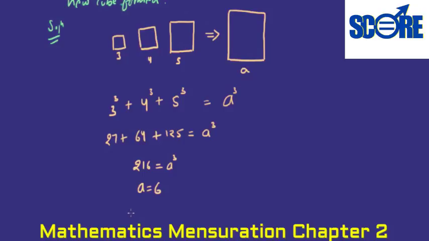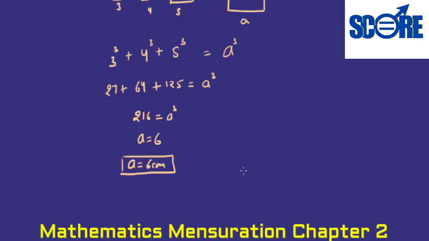Or we can say the side of the new cube is 6 centimeter. So this is our answer. The side of the new cube is 6 centimeter. Now we move to the next problem.